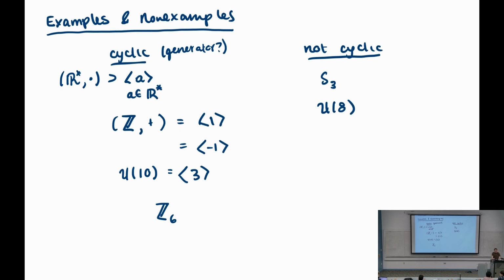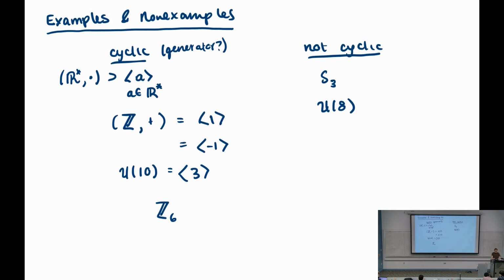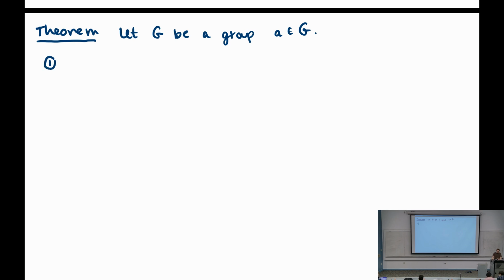So let's prove a theorem. I'm just going to make a new page. This is going to be the first of several results that build up to the fundamental theorem of cyclic groups. It has a couple of parts. We'll let G be a group and A be an element of G. Then this is going to break into two parts: one is if A has infinite order, and the other is if A has finite order.